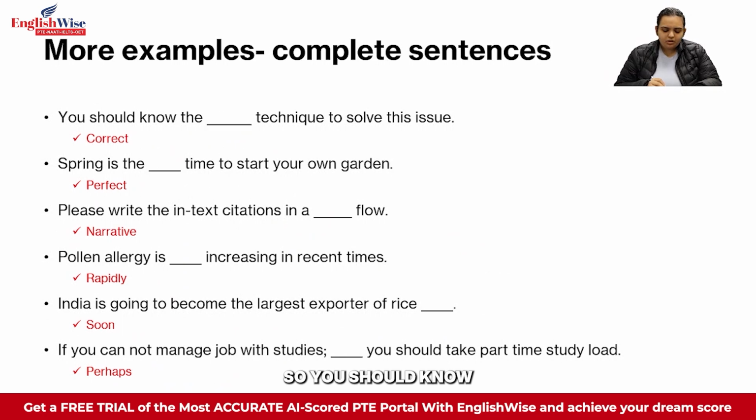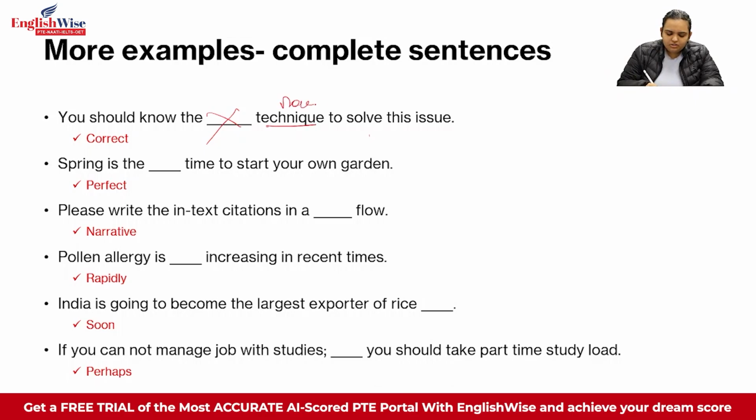You should know the dash to solve this issue. Okay, now my technique tells me that you have to read the sentence without the blank. So I will not read this blank here, and I'll read the rest of it. You should know the technique to solve this blank. This makes sense. But if you still have a blank given, that means you will put either an adjective or an adverb. So over here, my blank is coming before a noun, so I will put an adjective. So my adjective there is correct.